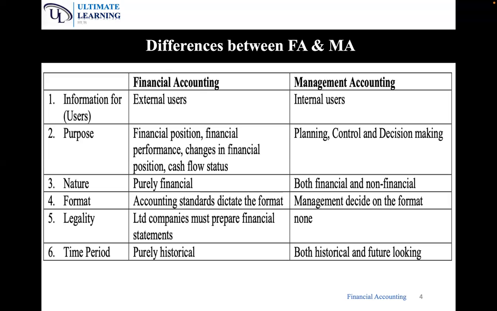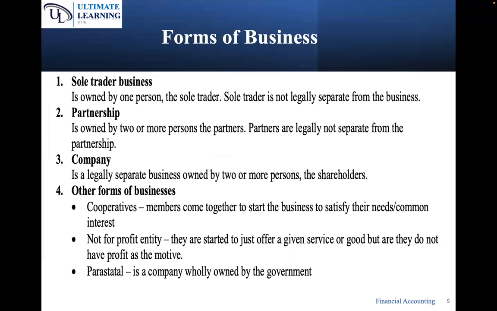The first difference is on the users. The second difference is on the purpose. The third difference is on the nature. The fourth difference is on the format. The fifth difference is on the legality. And the sixth difference is on the time period.